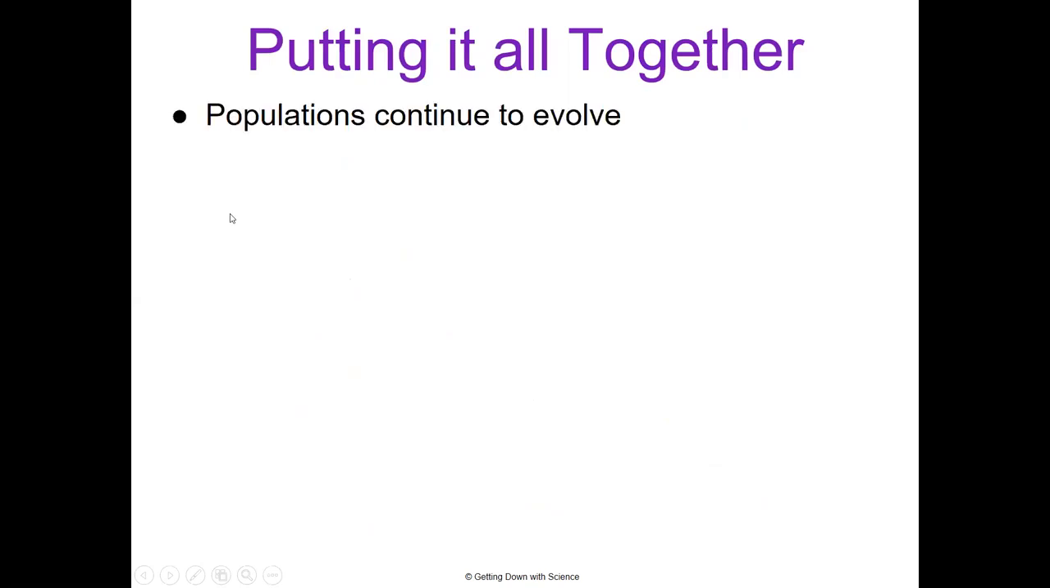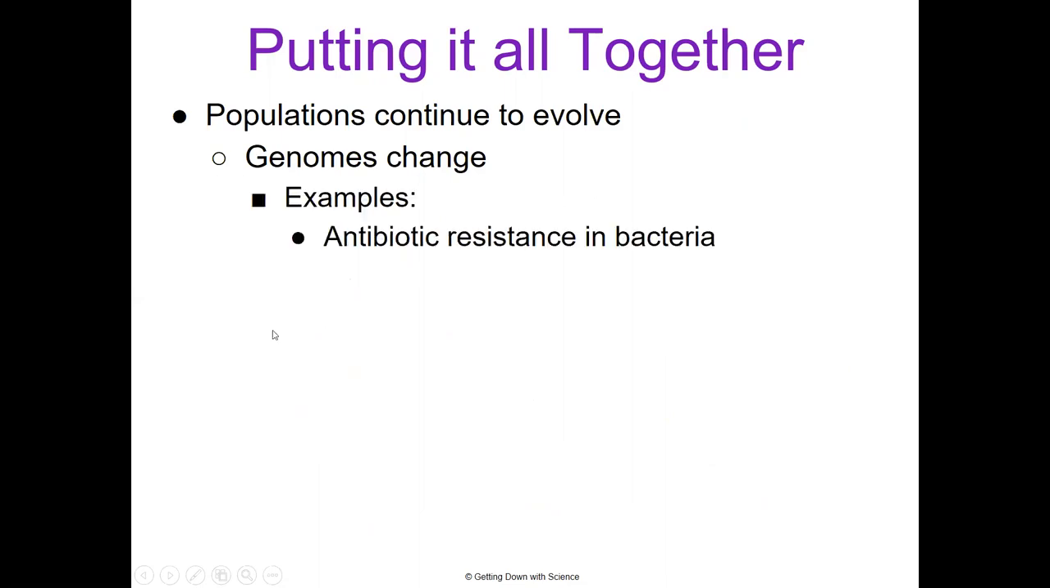So then we want to put it all together, and we know that populations continue to evolve, even now. The genomes are constantly changing. For example, antibiotic resistance in bacteria. As we've developed newer and newer antibiotics, we start getting more and more bacteria that become resistant to these different antibiotics. Insect resistance to pesticides. The more we use certain pesticides, the more insects we have that are resistant to it, and therefore the pesticides become useless.